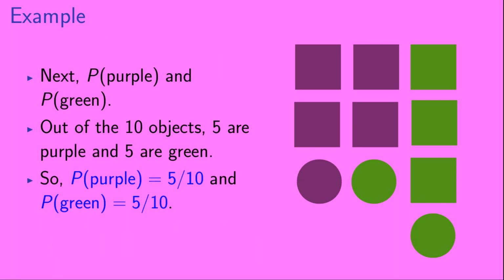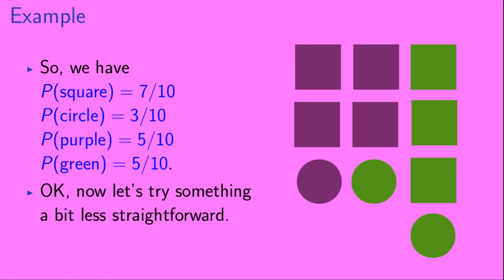Okay, next P of purple and P of green. Out of the 10 objects, 5 are purple and 5 are green. So P of purple equals 5/10 and P of green also equals 5/10. Okay, so we have P of square equals 7/10, P of circle equals 3/10, P of purple equals 5/10, and P of green also equals 5/10. Now let's try something a bit less straightforward.